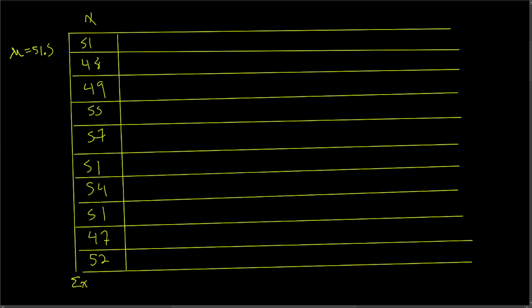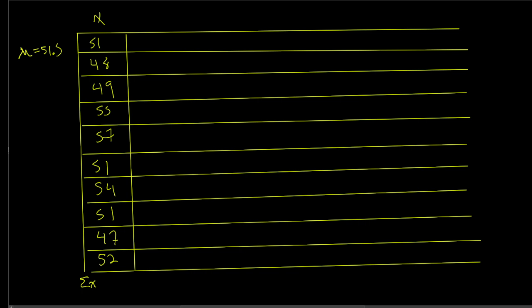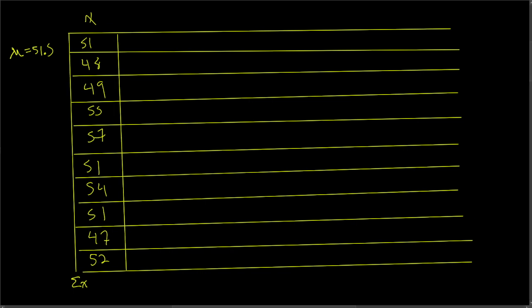Now, what we're going to do then is take the data value and subtract the mean from it. And notice how we're keeping all this information in columns. So 51 minus 51.5 is negative 0.5. 48 minus 51.5 is negative 3.5.